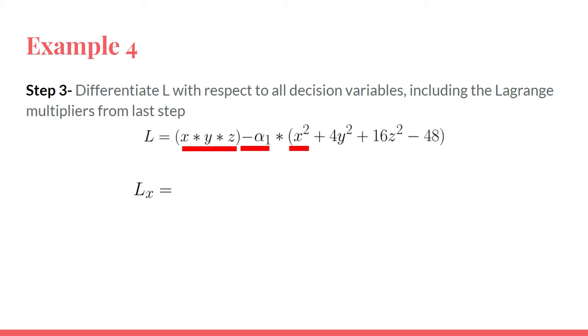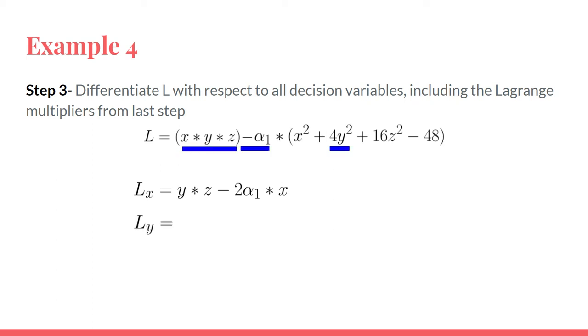We begin by differentiating L with respect to x. The terms inside of L that have x in them are going to be x times y times z from the objective function and minus alpha 1 times x squared from the constraint. Thus, L sub x is going to be y times z minus 2 alpha 1 times x.